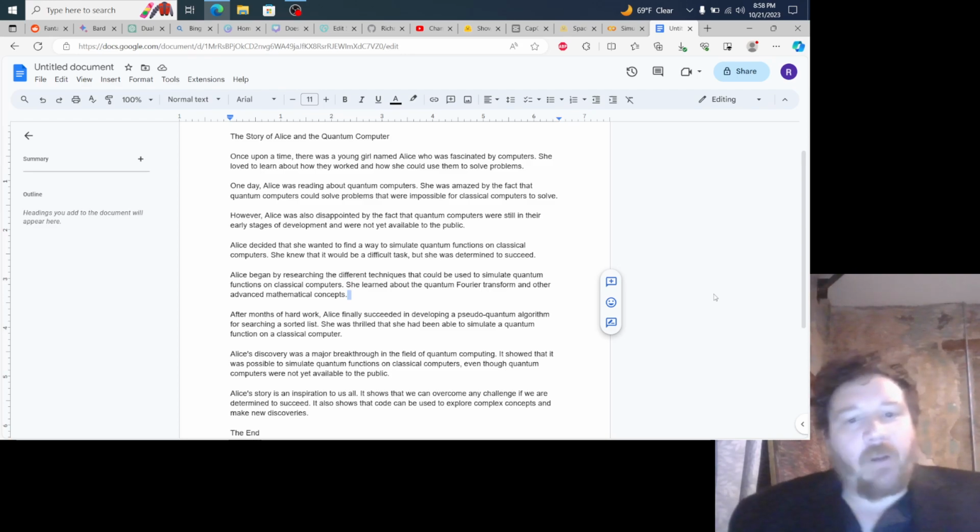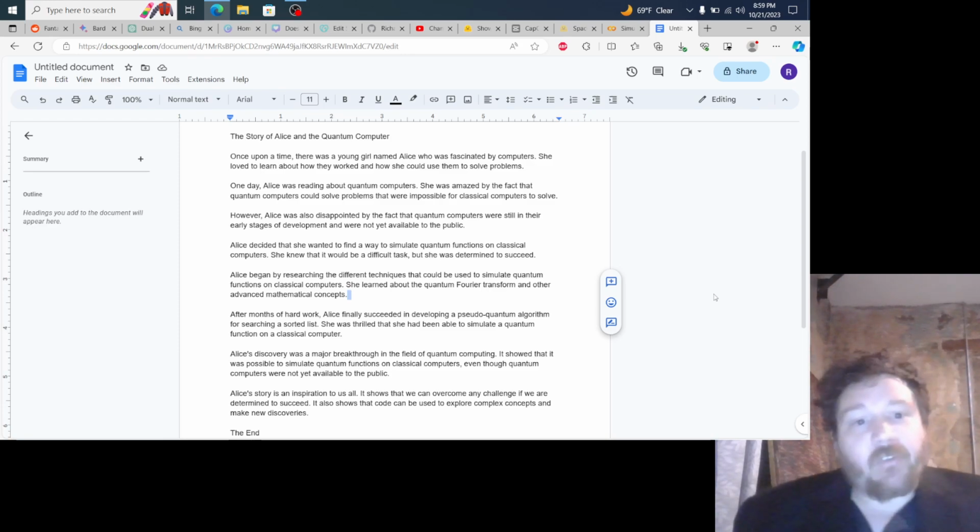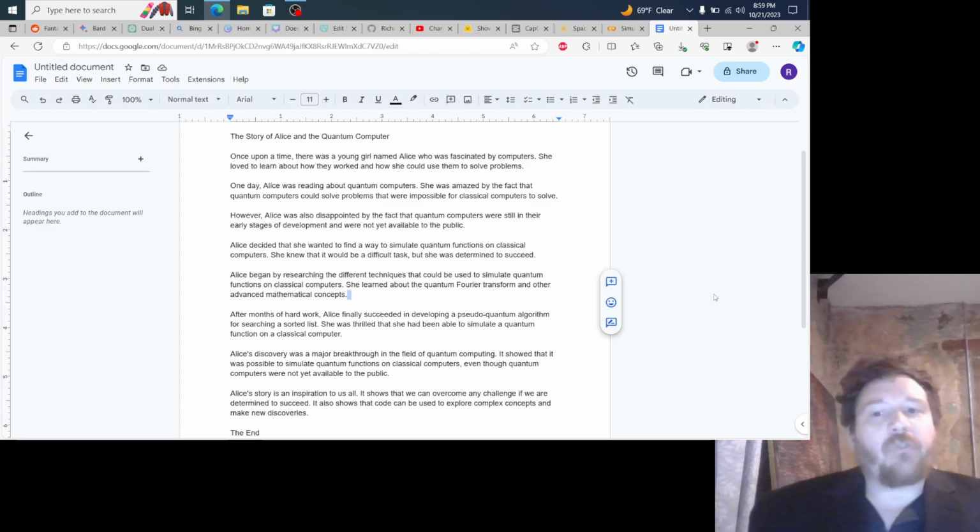Alice decided that she wanted to find a way to simulate quantum functions on classical computers. She knew that it would be a difficult task, but she was determined to succeed. Alice began by researching the different techniques that could be used to simulate quantum functions on classical computers. She learned about the quantum Fourier transform and other advanced mathematical concepts. After months of hard work, Alice finally succeeded in developing a pseudo-quantum algorithm for searching a sorted list. She was thrilled that she had been able to simulate a quantum function on a classical computer.